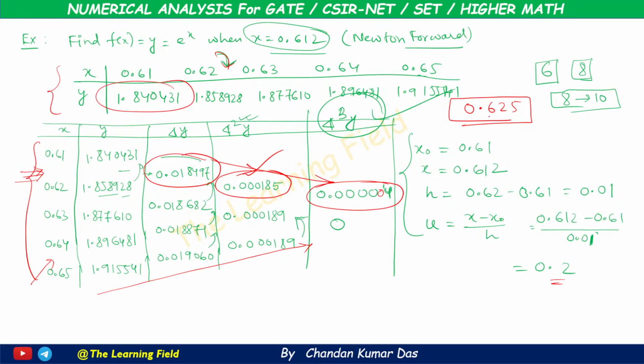So if we calculate this term, then the y0 value is this one. We take y0 equal to this, then we take delta y0, delta square y0, delta cube y0, and this term. So these terms are taken diagonally, you can see from the table. This is another important note which I already mentioned here.